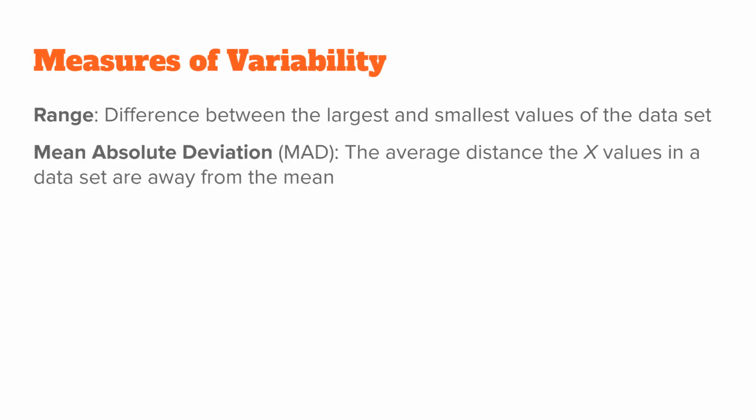Then this one was not included in our book. Our book provided the wrong definition for standard deviation. If you had stats with me, you know why. But what the book defined as standard deviation is actually something called the mean absolute deviation, which is symbolized by capital M, capital A, capital D. And this is the average distance the X values in a data set are away from the mean.